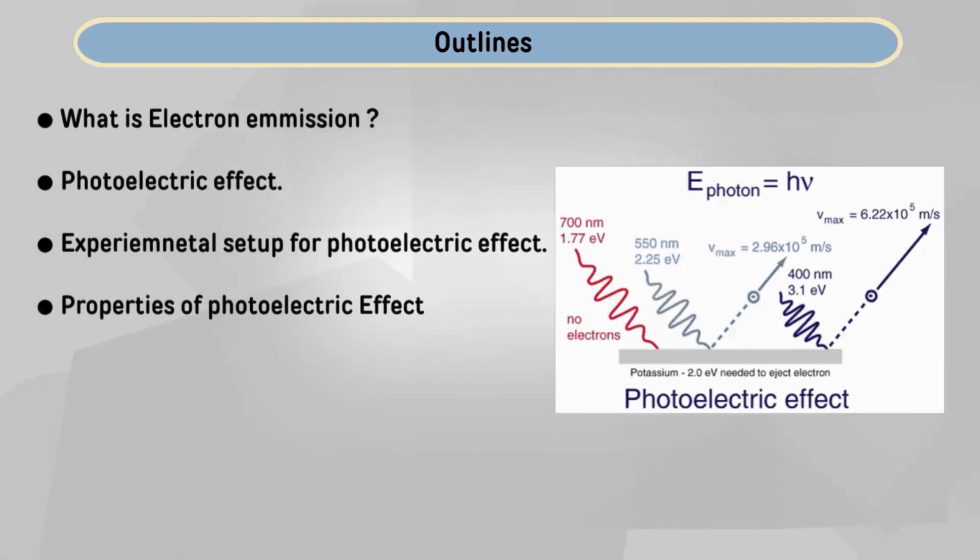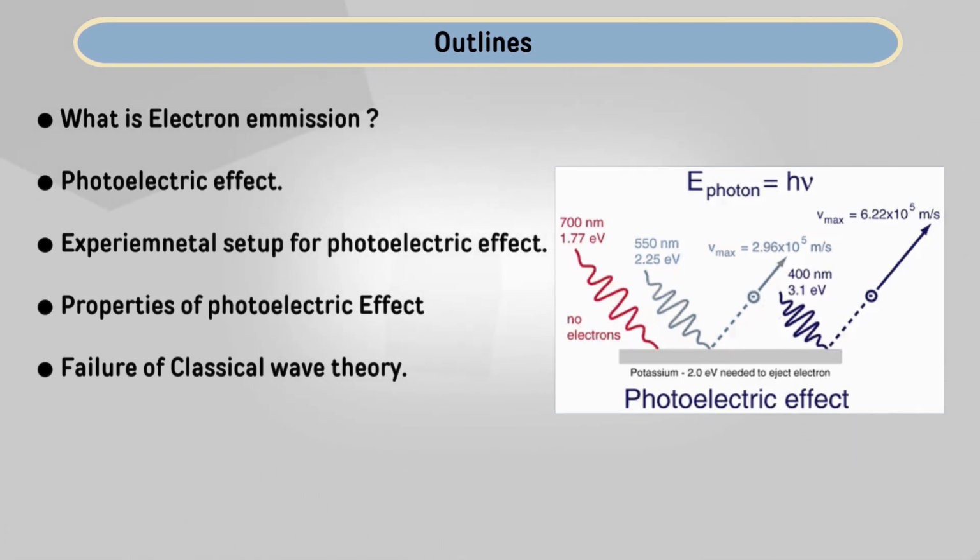Then we will try to explain the behavior of the photoelectric effect on the basis of the classical wave theory, and we will discuss how this theory fails, and it is finally explained on the basis of the quantum theory of light. That explanation was done by Einstein's equation, so we will conclude with Einstein's equation.